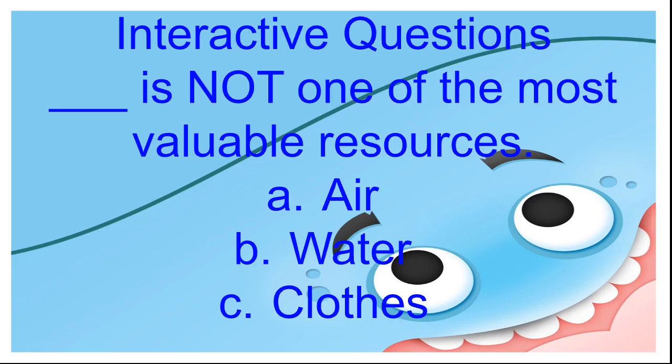The next interactive question is: Dash is not one of the most valuable resources. A. Air. B. Water. C. Clothes. The right option is C. Clothes.